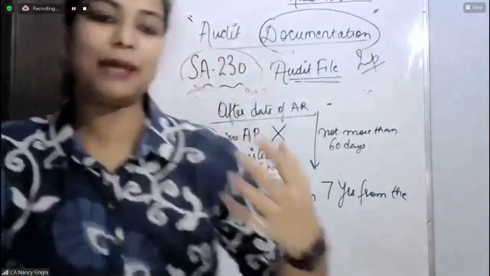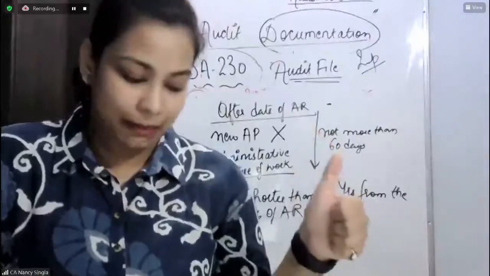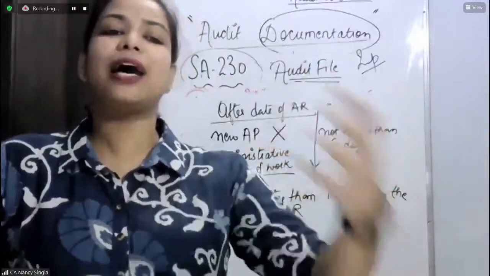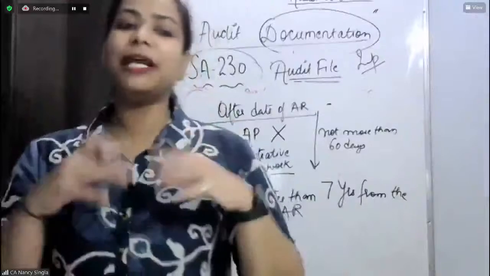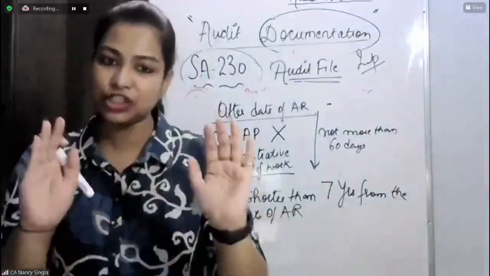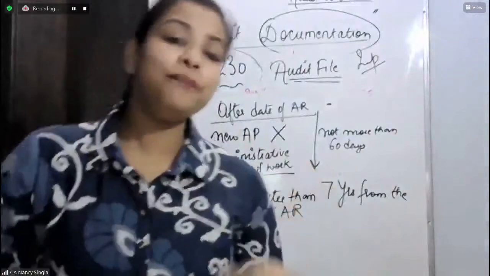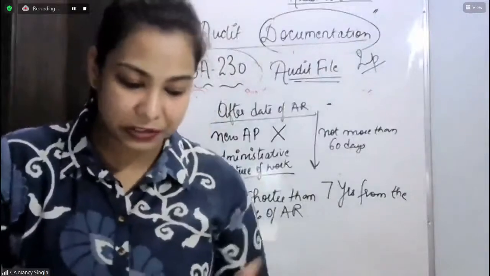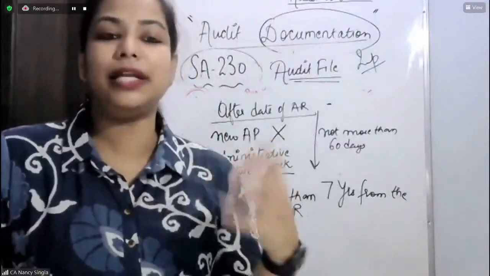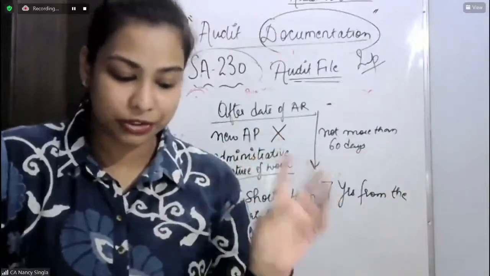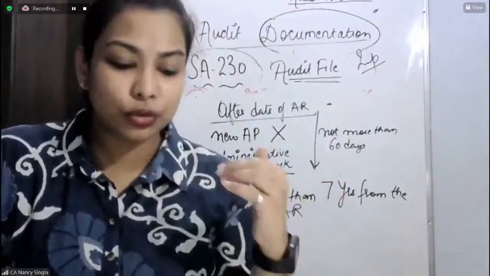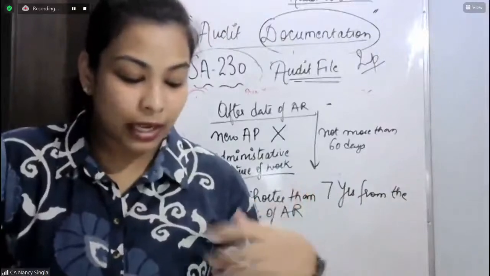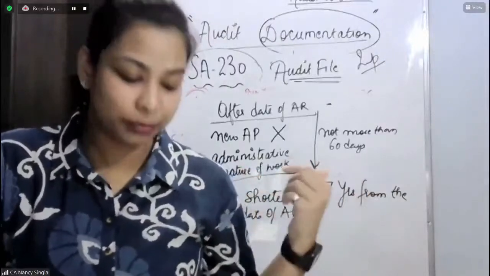Then how to assemble? First of all, assemble it in a timely manner. SQC 1 says that the audit firm needs to have policies and procedures telling the entire staff that within a certain time period you need to compile the audit file. As per SQC 1, it is not more than 60 days from the date of the auditor's report, and only administrative changes can be made and no new audit procedure can be done. And it needs to be maintained for 7 years from the date of the auditor's report.